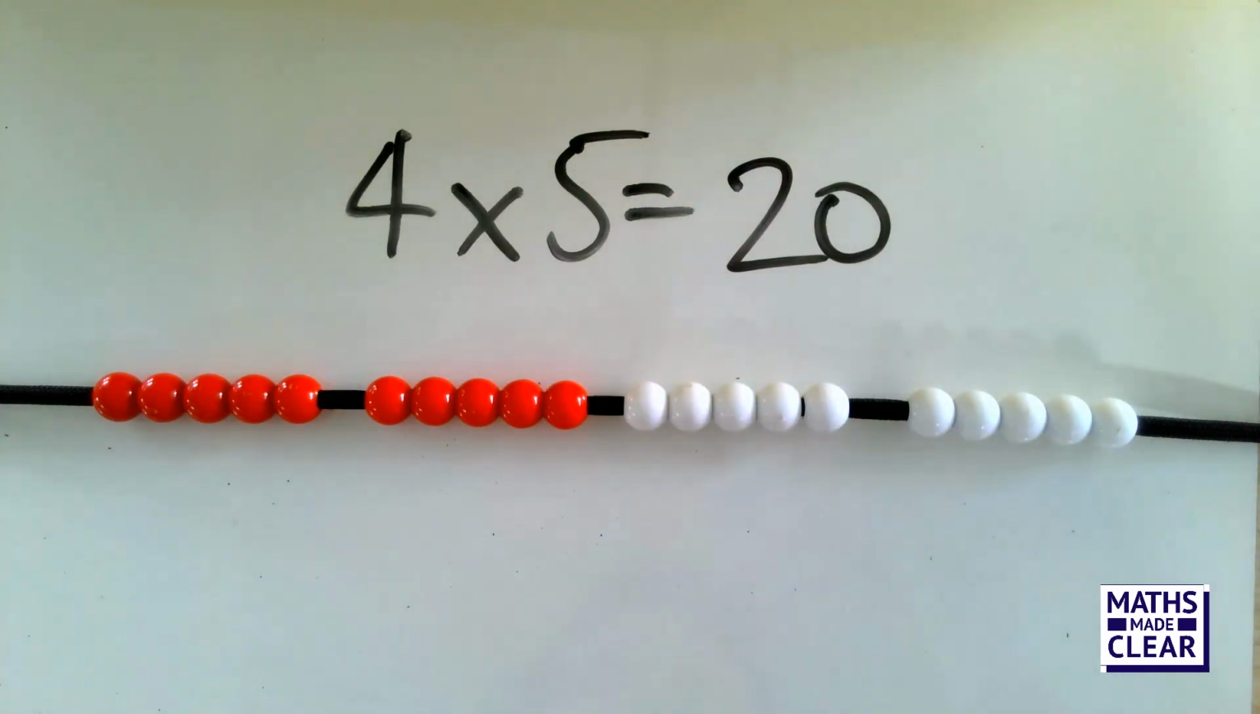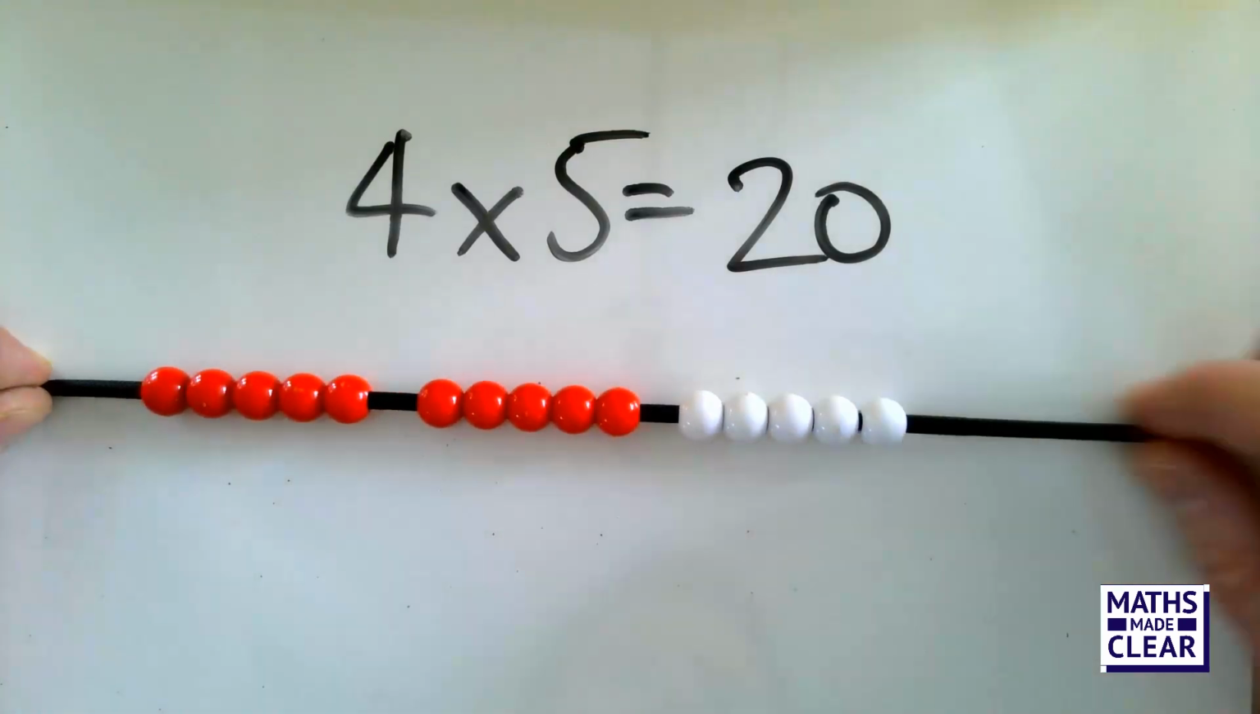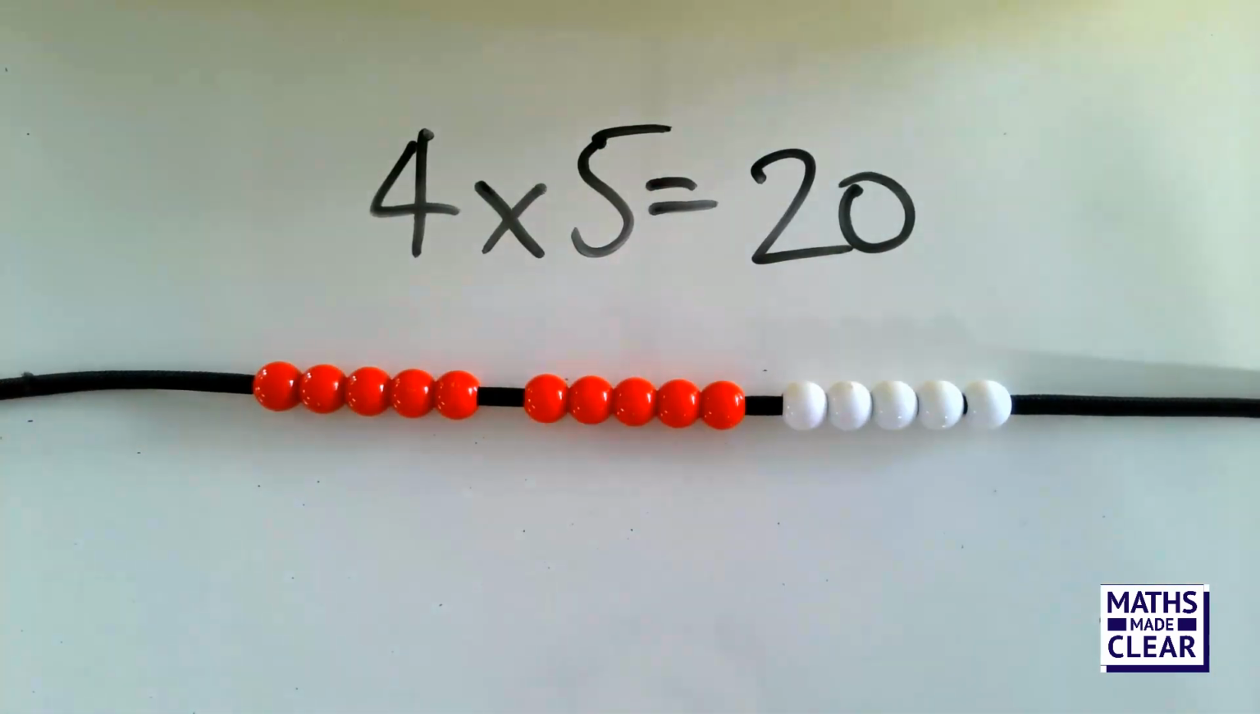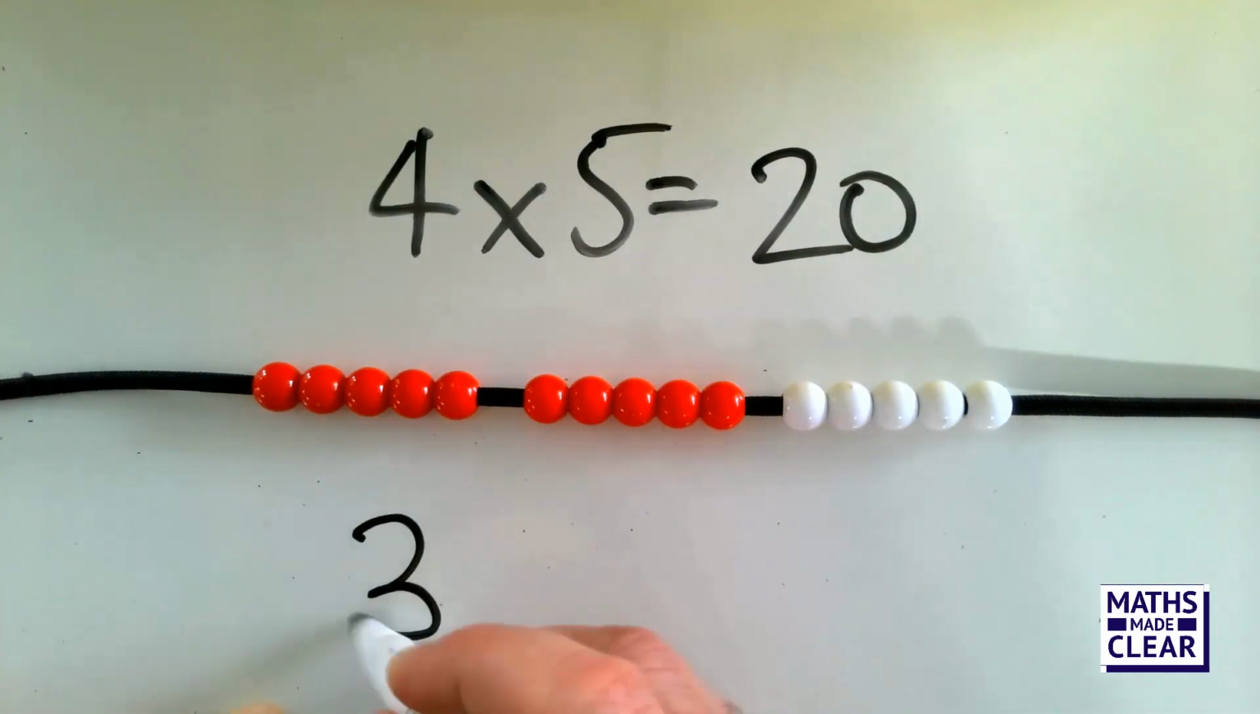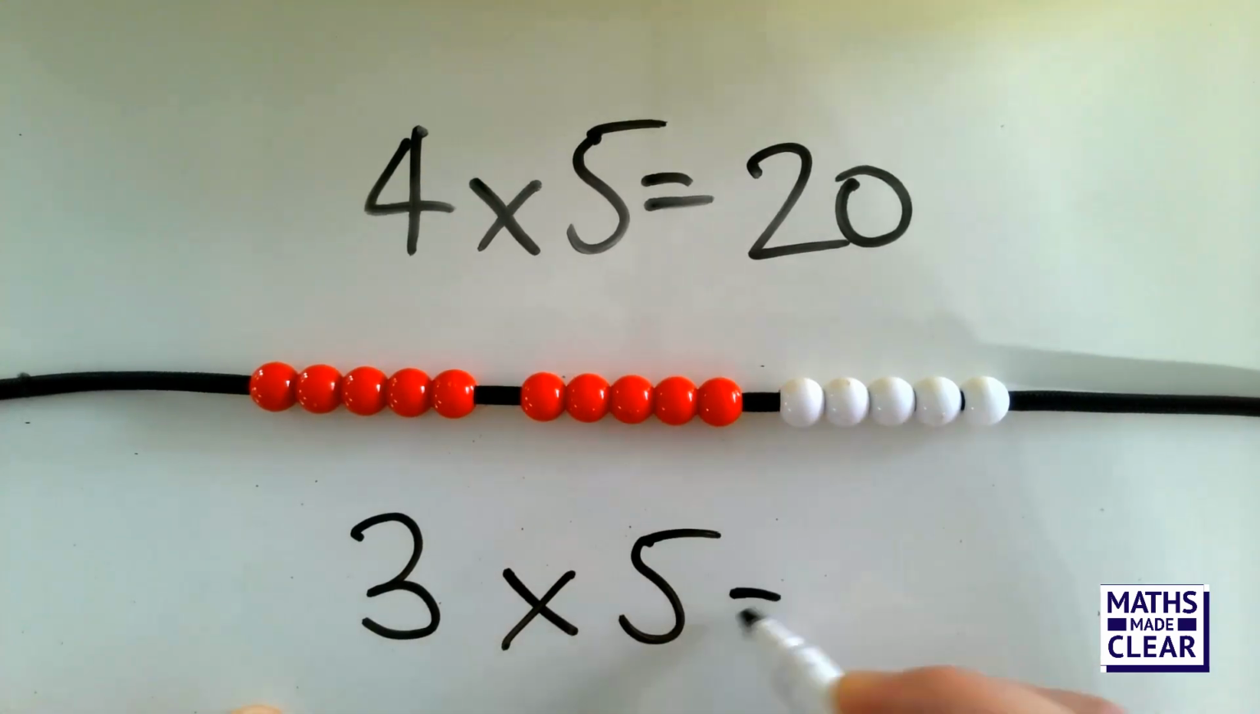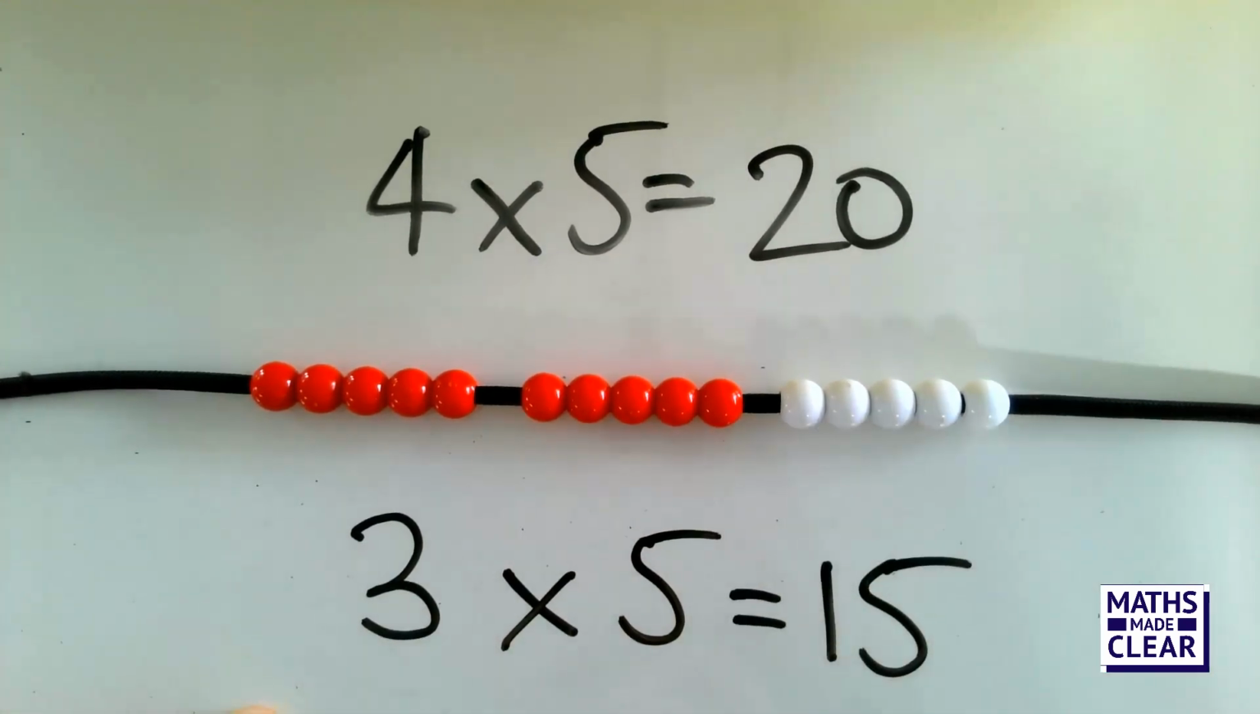And actually, if you took those beads and you moved 5 of them back, you've got another set of the 5 times table. This would be 3 times 5 equals 15, because you've got 3 groups of 5, and in total, you've got 15. So we can also write multiplication out.